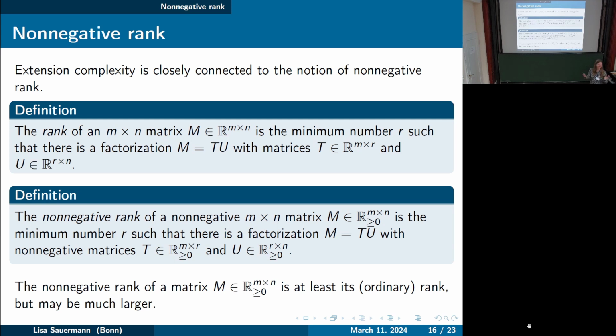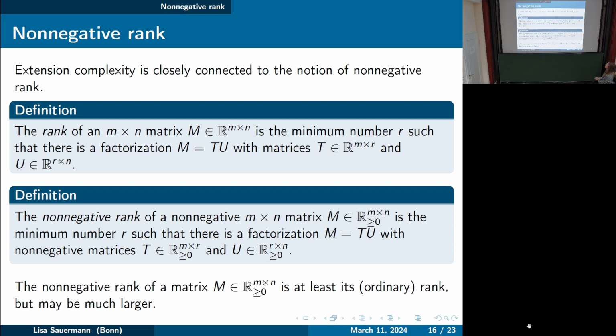Maybe you've seen that as a linear algebra exercise on your students' homework sheets, or in some other context. It's not how you would usually define rank, but you can check, or make your students check on the homework, that it's equivalent to the standard definition of rank. Okay, but now let's take that and define non-negative rank by forcing everything in this definition to be non-negative.